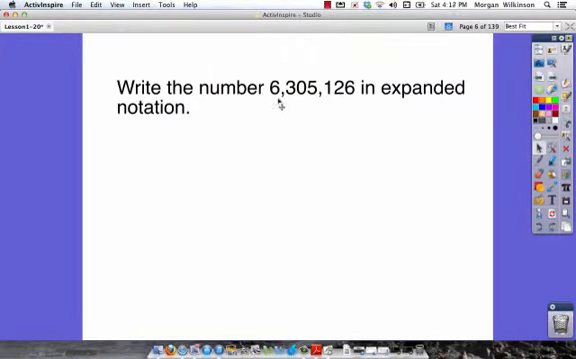So what we have is 6 million. If we have 6 million, that must mean it's going to look something like this: 6 times 1 million. And when we get that written out, we've got the first part of our problem solved. Then after that, we're going to add the next number to it. We've got 300,000, so plus 300,000, 3 times 100,000.